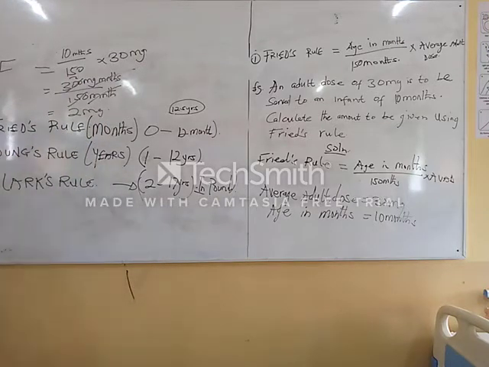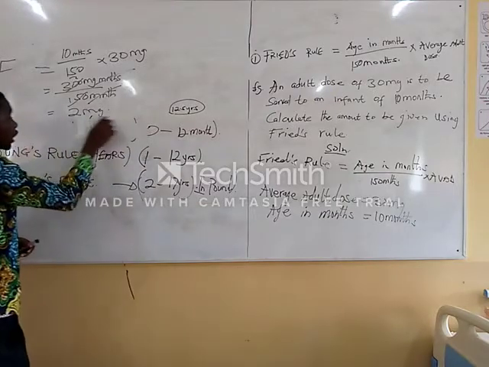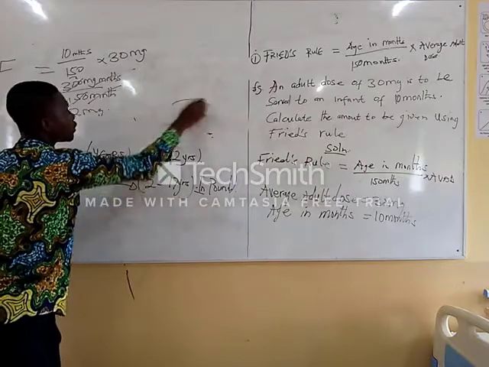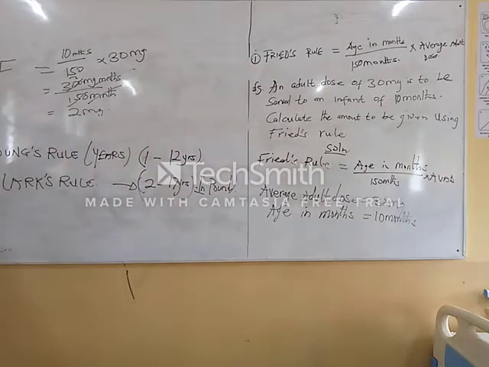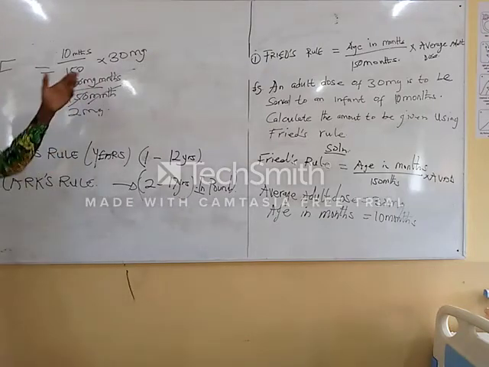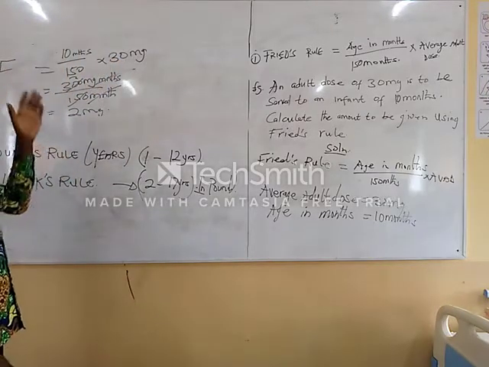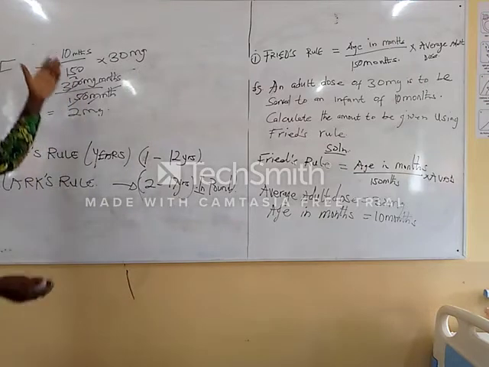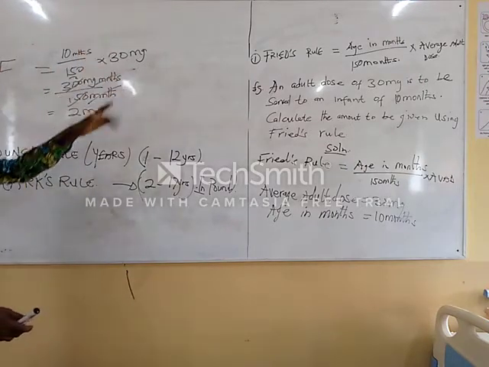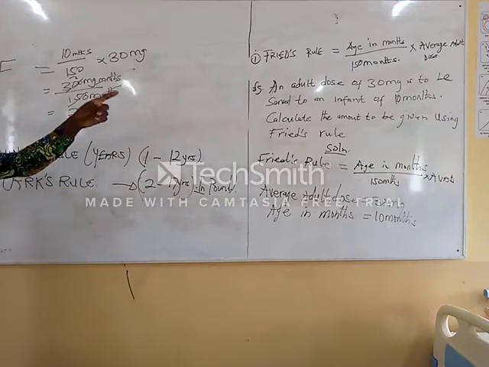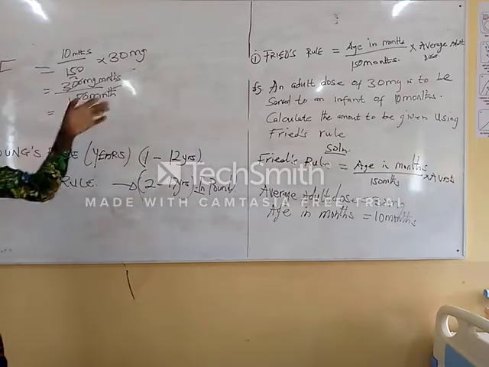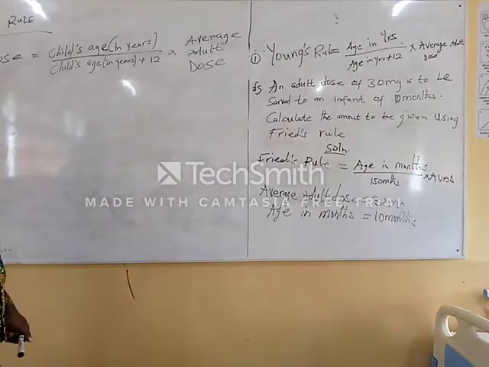So you see here, out of the adult dose of 30 milligrams, only 2 milligrams of it will be given to the child or the infant. You can't give that same 30 milligrams because the child's organs, the GIT, the kidney, the liver, are not well developed. So rather, Fried's rule tells you to give 2 milligrams.